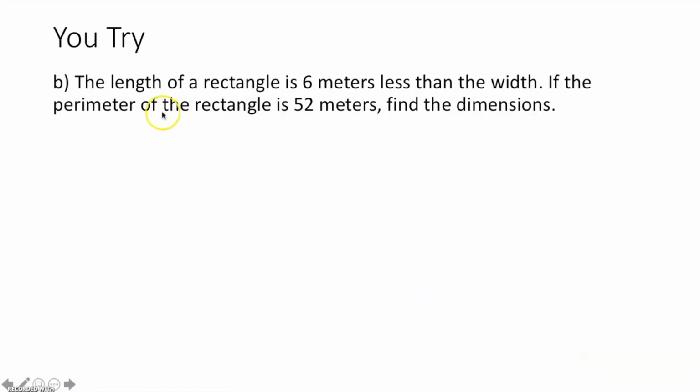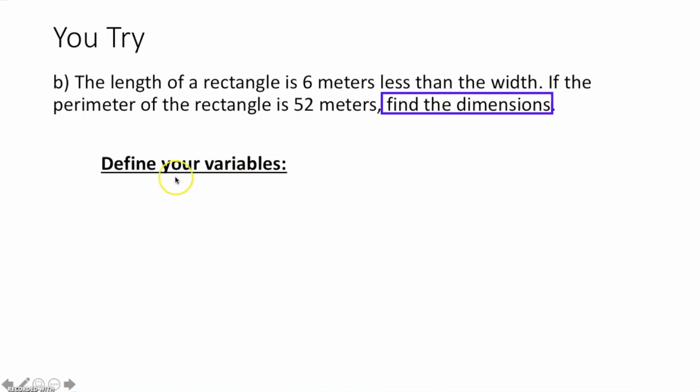Okay, part B says the length of a rectangle is 6 meters less than the width. If the perimeter of the rectangle is 52 meters, find the dimensions. So, first step, we're not scared. Second step, we need to figure out what it is asking. It says find the dimensions. What are dimensions? That's length and width. So we need to find the length and the width.